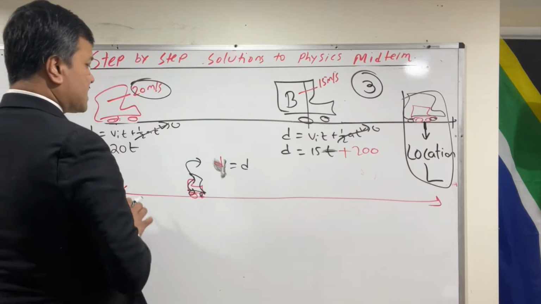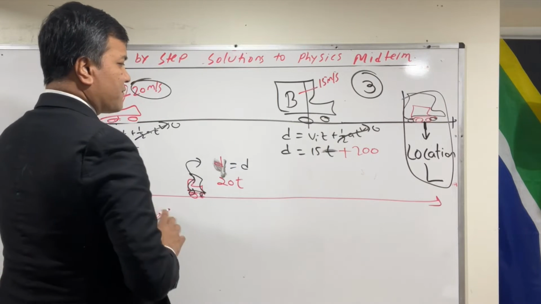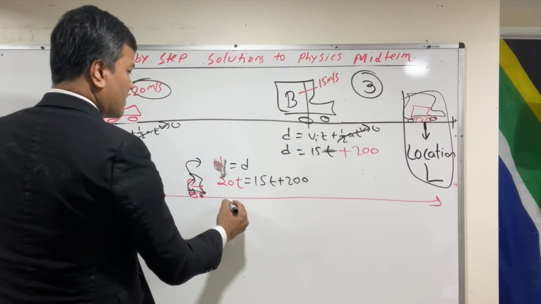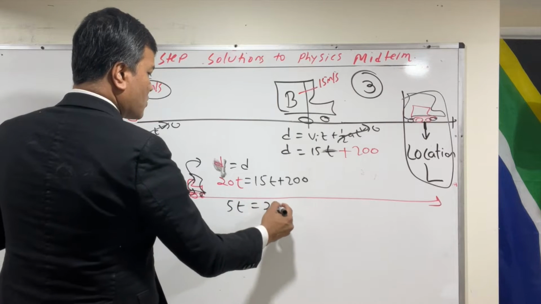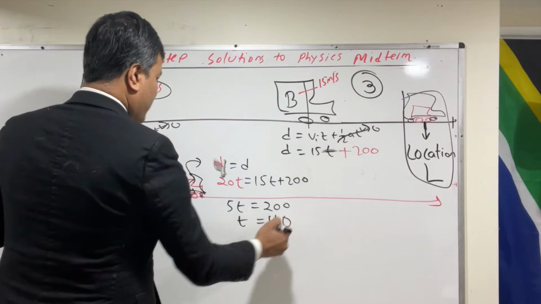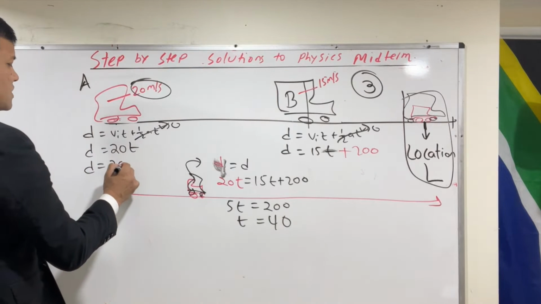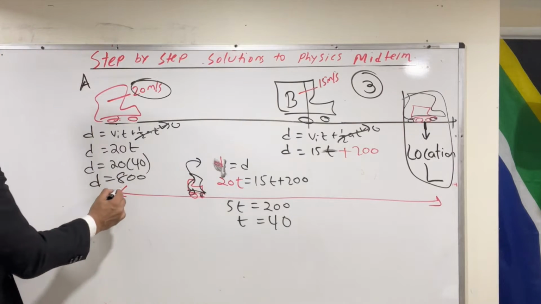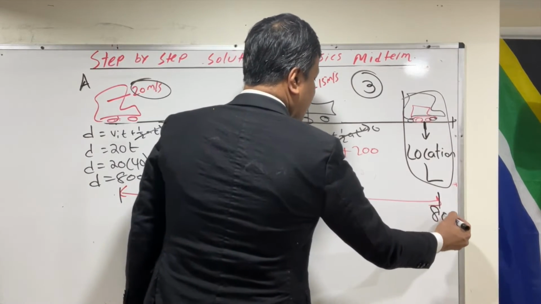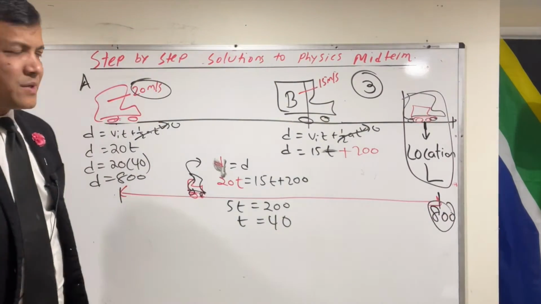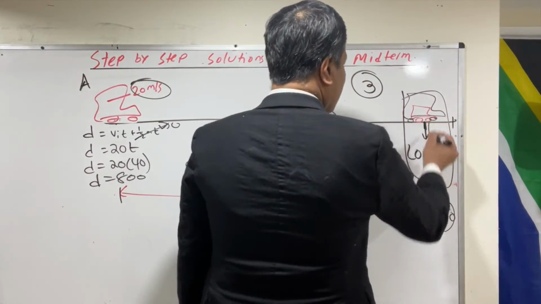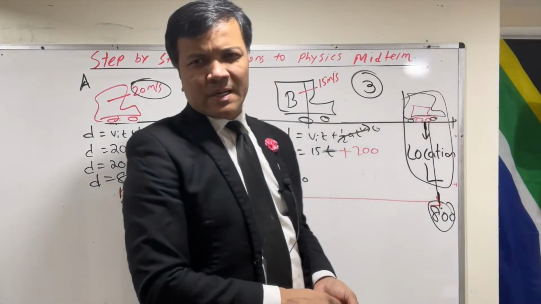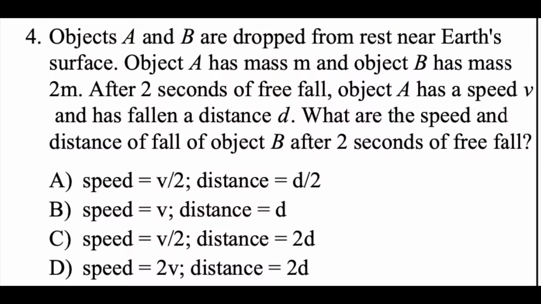What does that mean? 20t is equal to 15t plus 200. What does that mean? 5t is equal to 200, so t is equal to 40. So now if you come over here, 20 times 40 is 800. So this one has to move how long? From here to here is 800 meters, because right here, 800 meters from here, it's going to meet with the other car. That takes us to problem number 4.